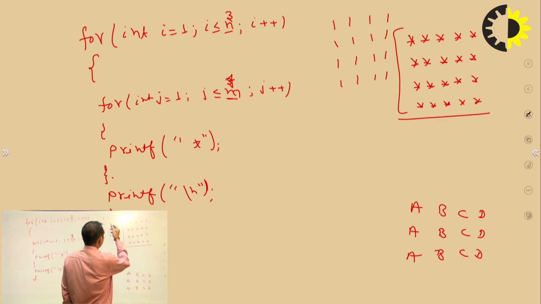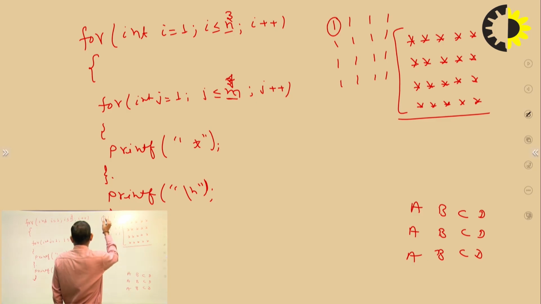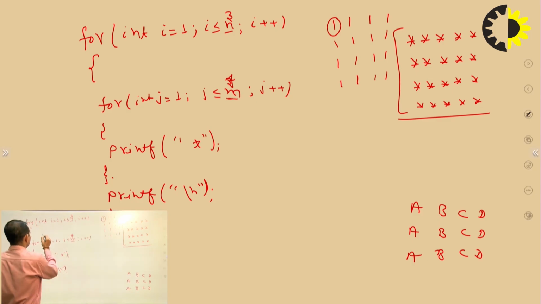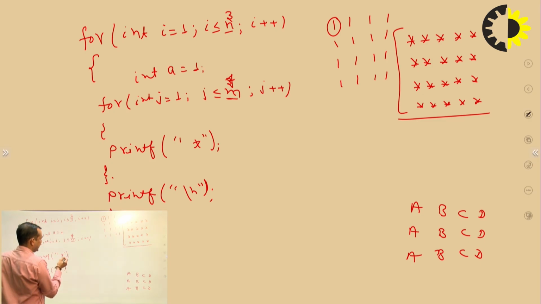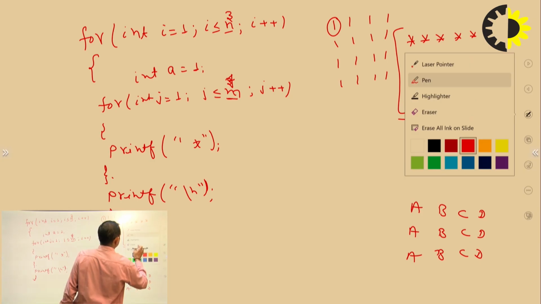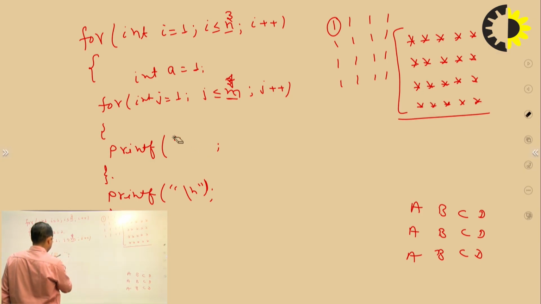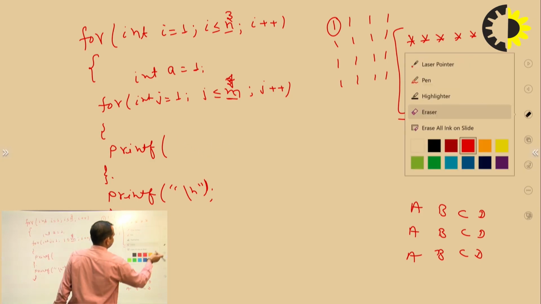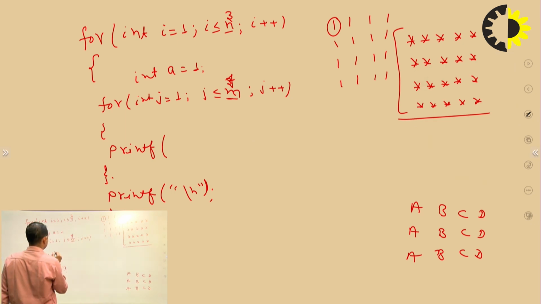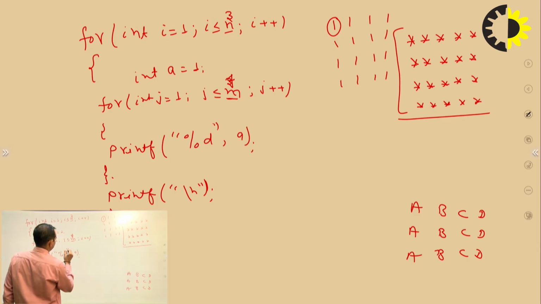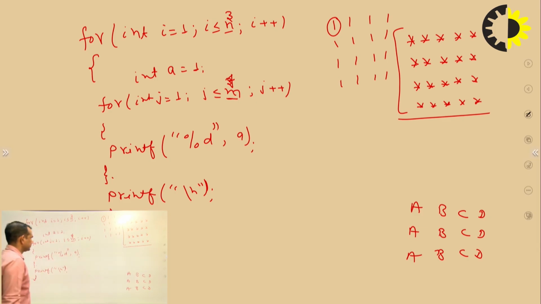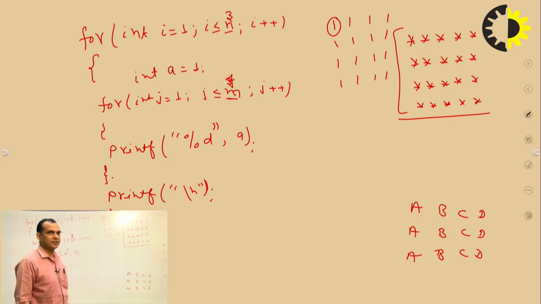Clear? So the same instead of 1. For this, what we put here is another variable, that is int a equal to 1, and instead of this star, we print the value %d, comma, and what we print is a. Clear? So when it is executed, it will give this answer.